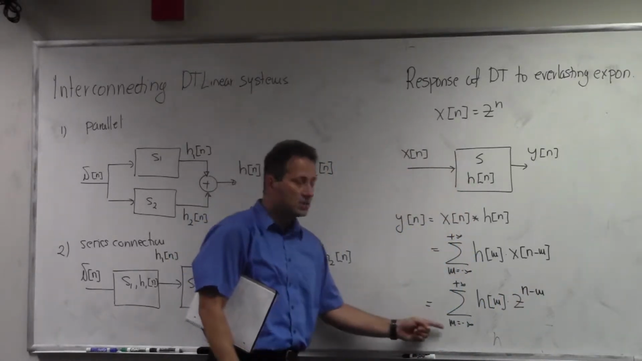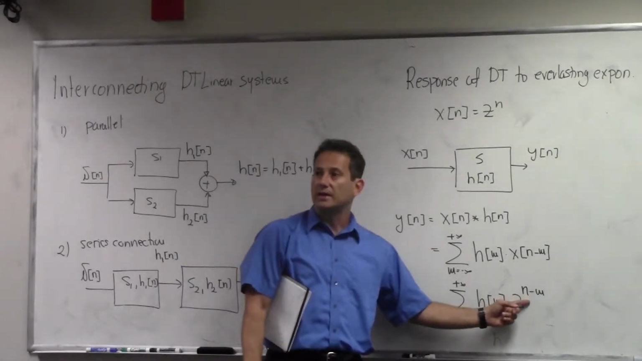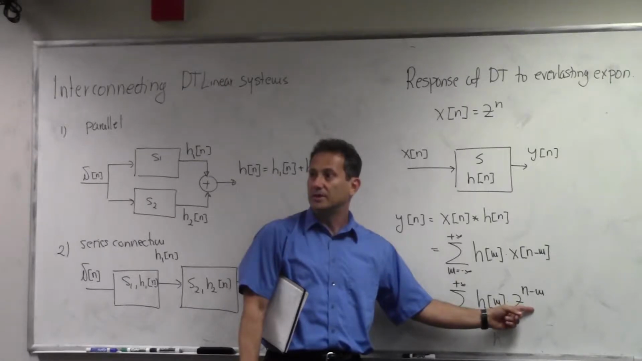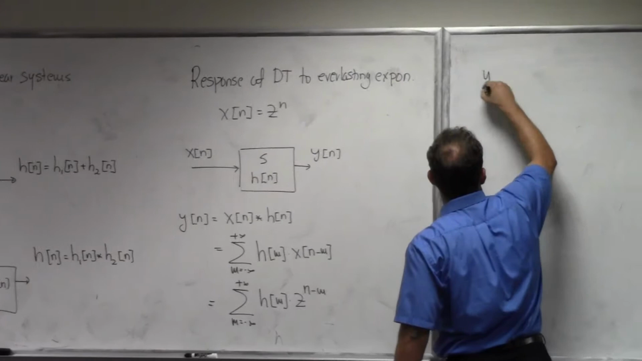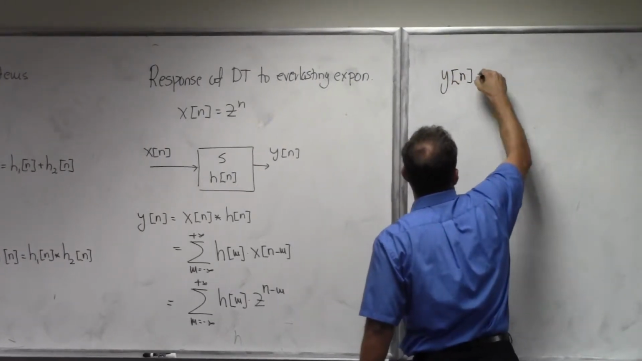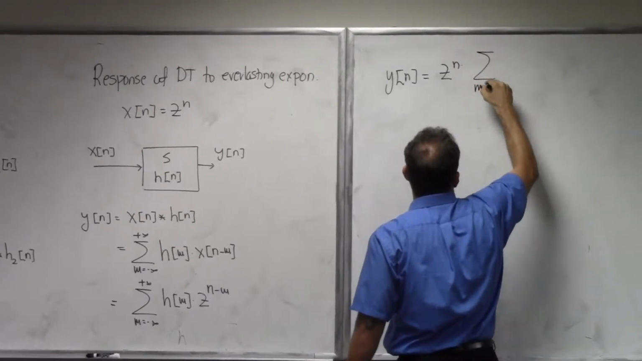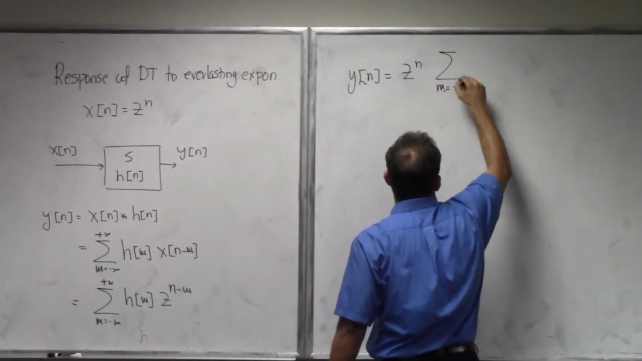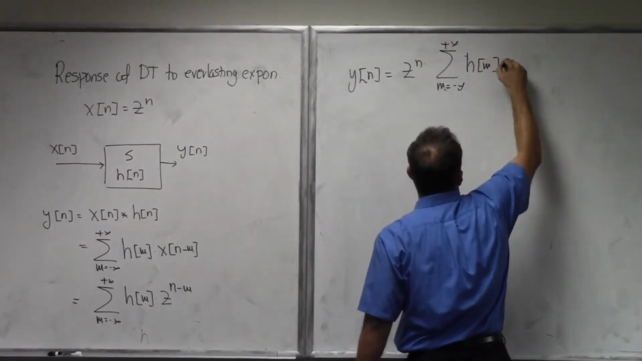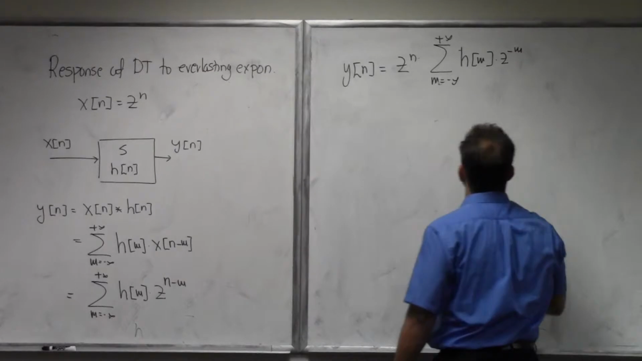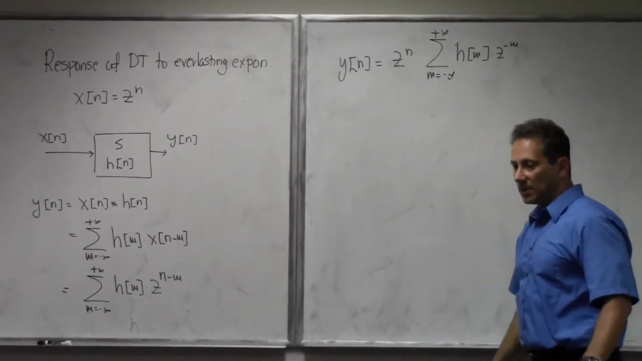You can see that the summation is over m, right? So this z to the n can be taken out of the summation. It's not affected by the summation itself. So I can rewrite now y of n as z to the n, sum when m goes from minus infinity to plus infinity, h of m z to the minus m. Okay?